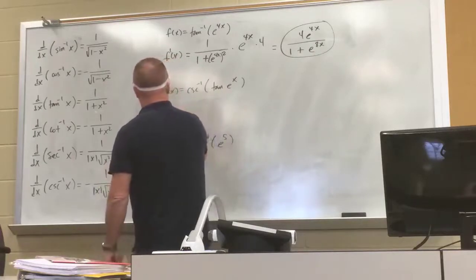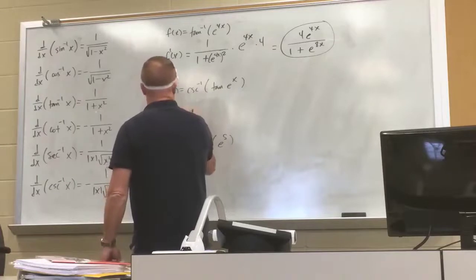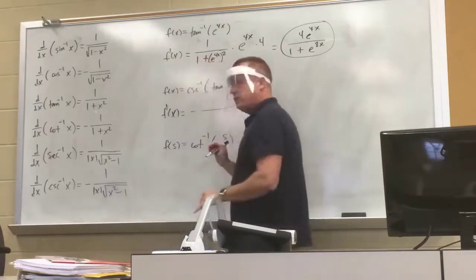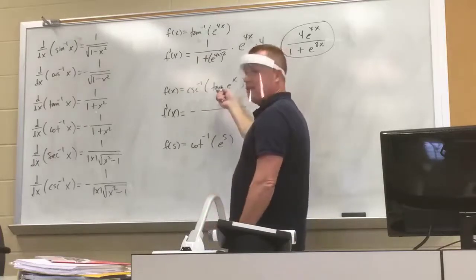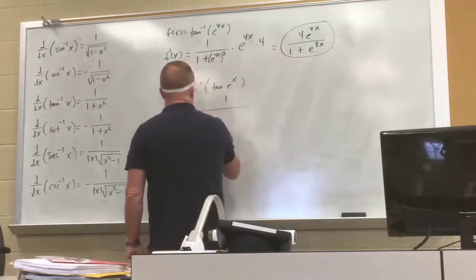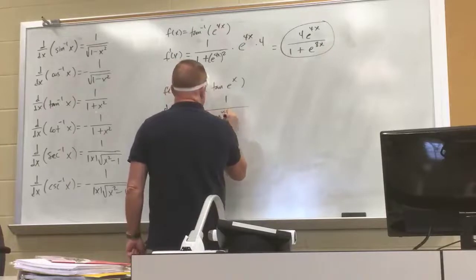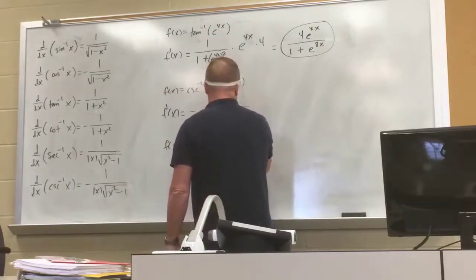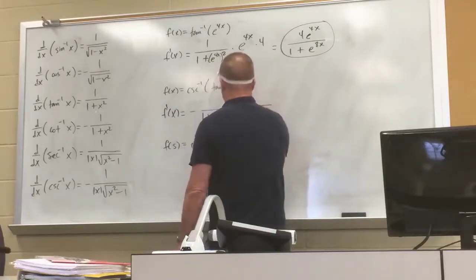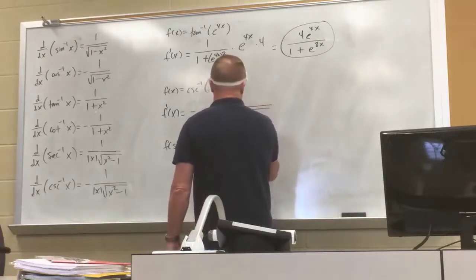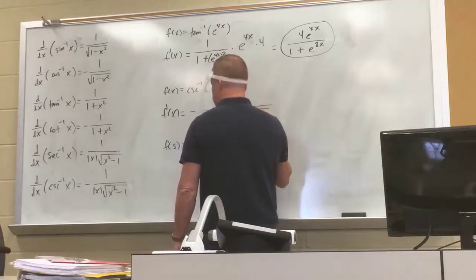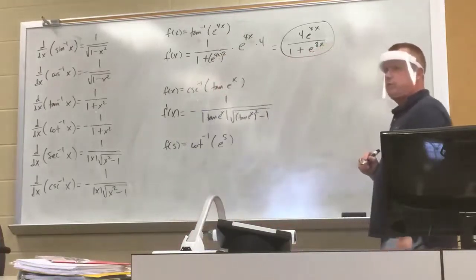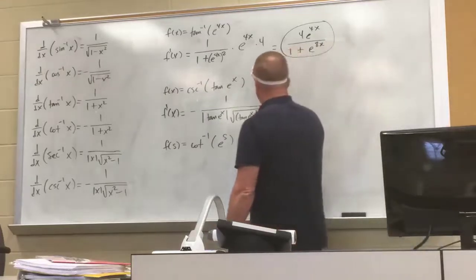So we would say negative 1 over the absolute value of x. Well, x here is tangent e to the x. So I need to do the absolute value of tangent e to the x, and then times the square root of x squared. So again, x is tangent e to the x, minus 1. Okay, so that would be the inverse cosecant part times the derivative of the inside.